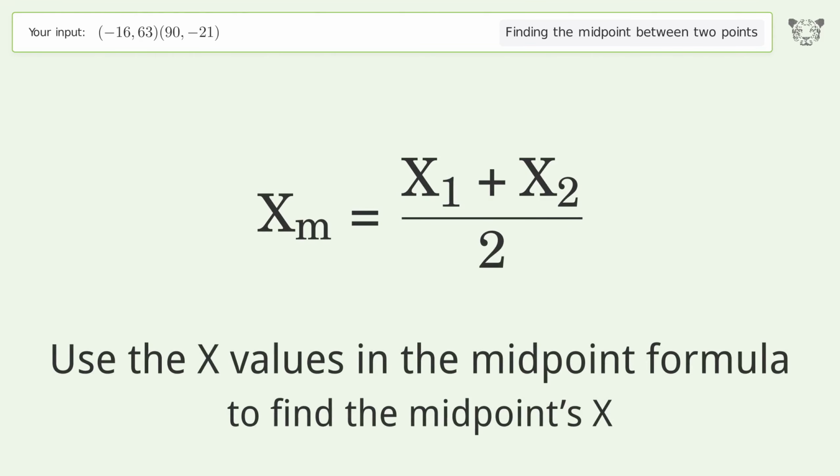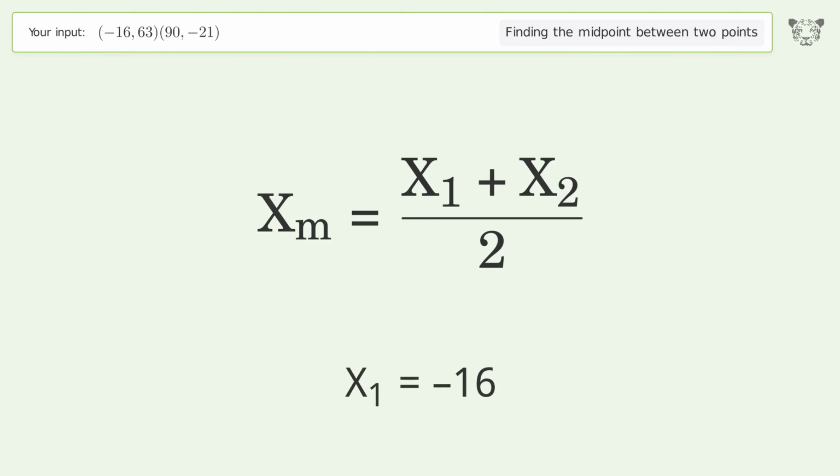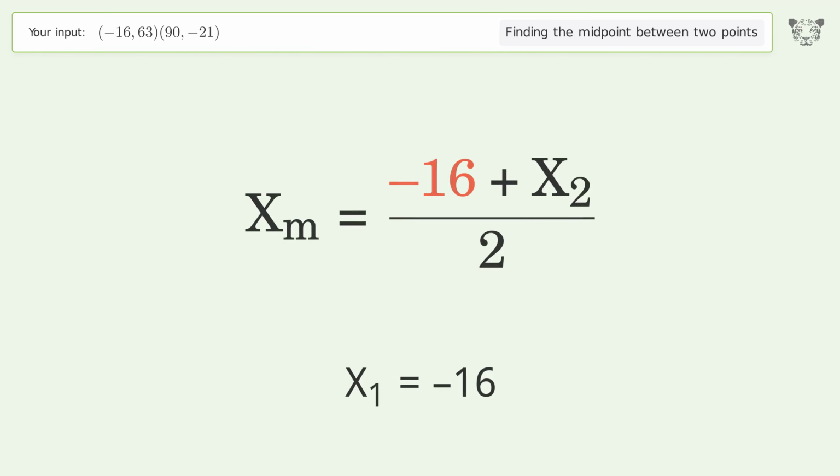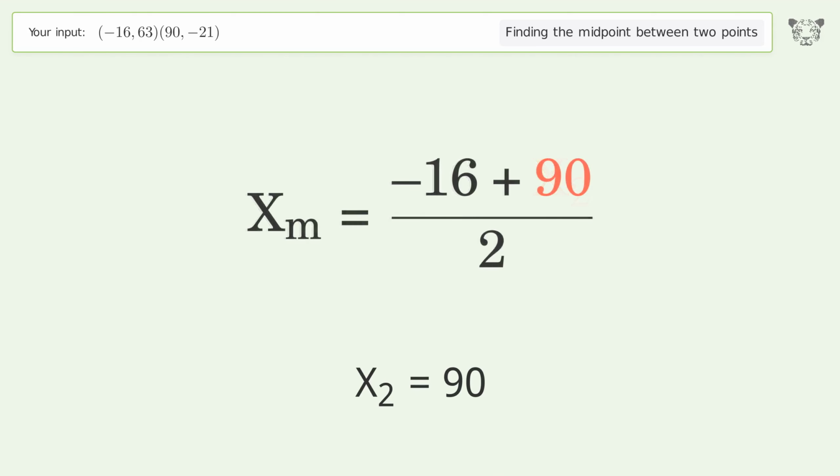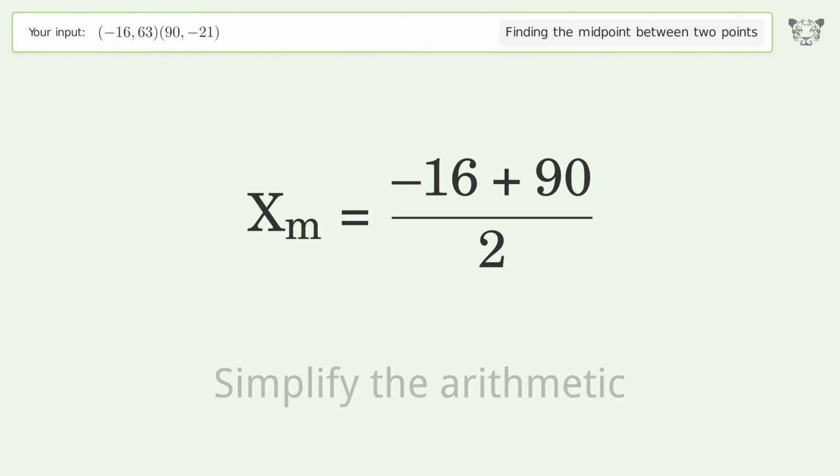Use the x values in the midpoint formula to find the midpoint's x. x1 equals -16. x2 equals 90. Simplify the arithmetic.